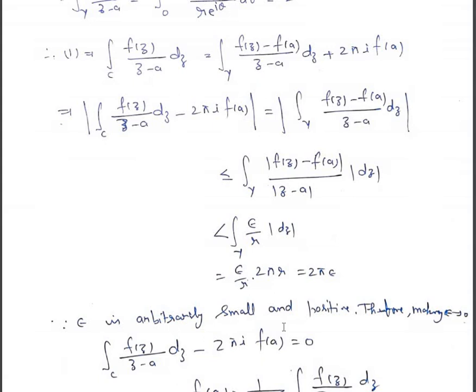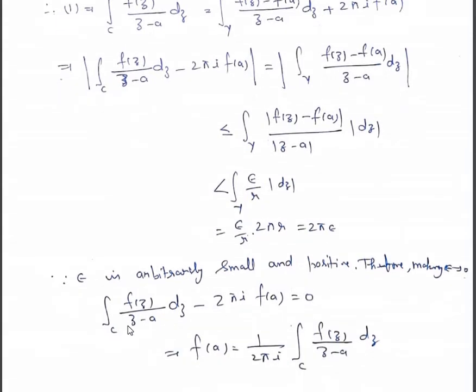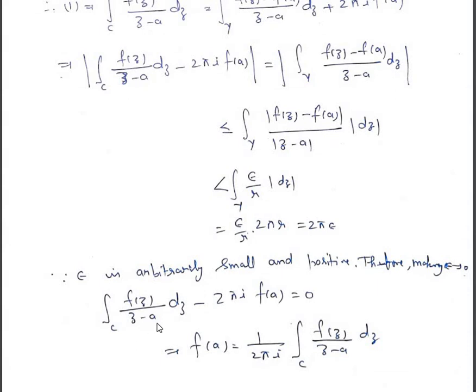Since epsilon is arbitrarily small and positive, making epsilon tend to 0, the expression inside the modulus sign is equal to 0, meaning integral over C f(z) upon z minus a dz minus 2 pi i f(a) is equal to 0. Therefore, f(a) is equal to 1 upon 2 pi i integral over C f(z) upon z minus a dz.